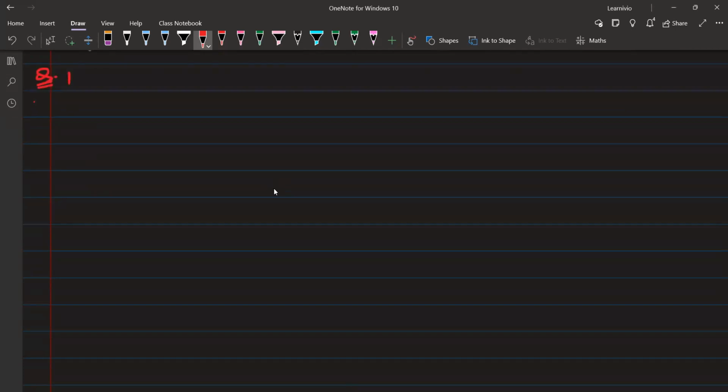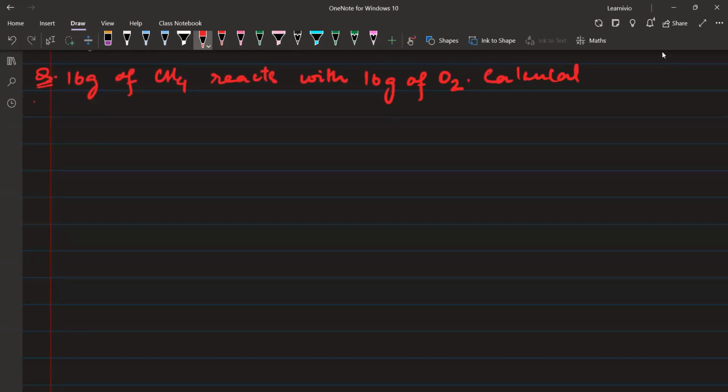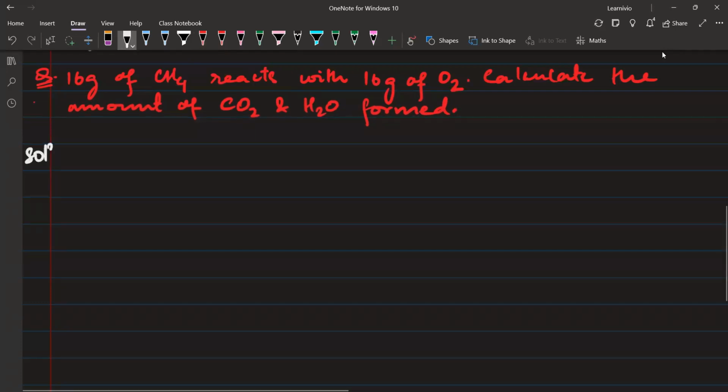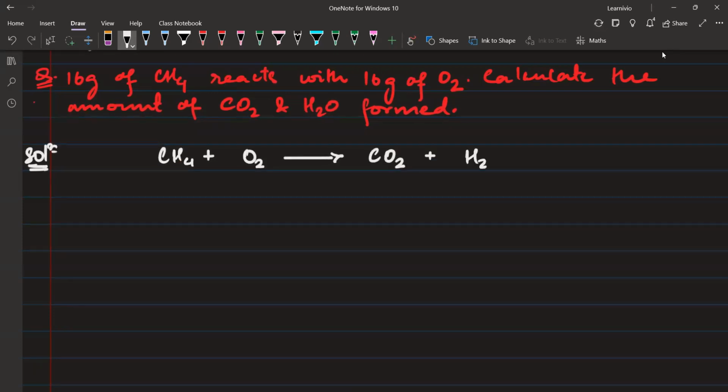Sample question. Please write with me: 16 gram of CH4 reacts with 16 grams of O2. Calculate the amount of CO2 and H2O formed. So the reaction is the same reaction that we saw earlier. CH4 plus O2 is going to give you CO2 plus H2O. I hope you remember that stoichiometry calculation from the last lecture.